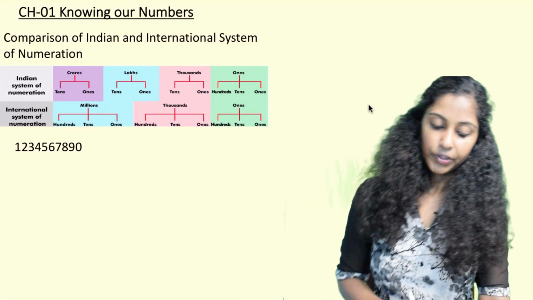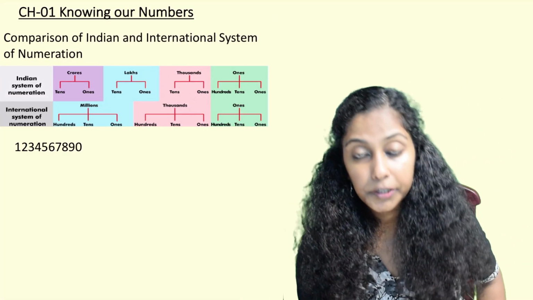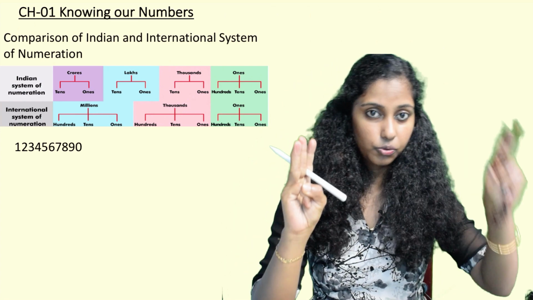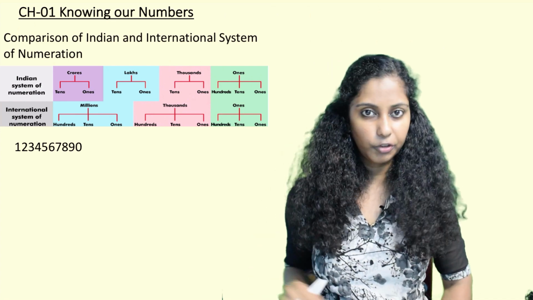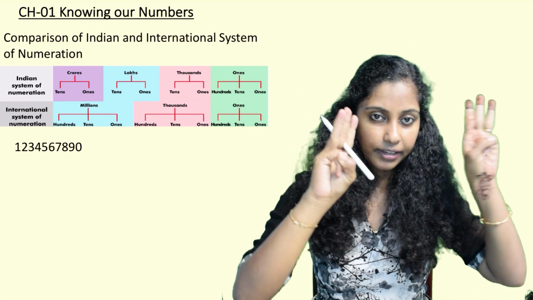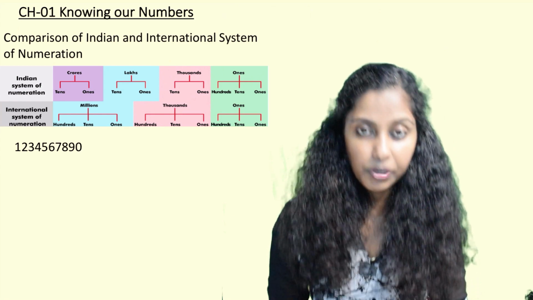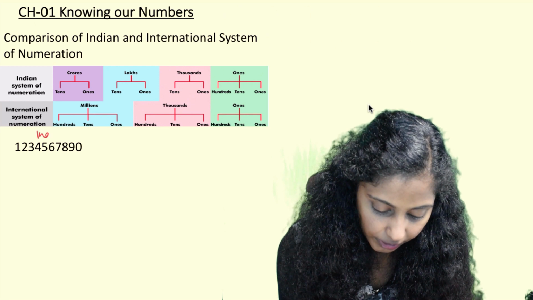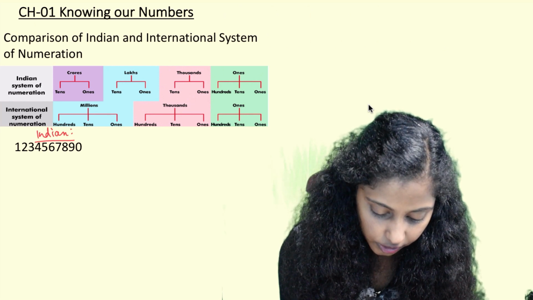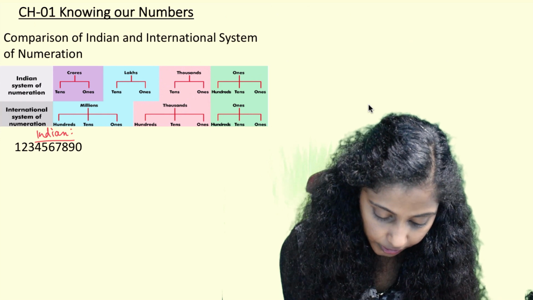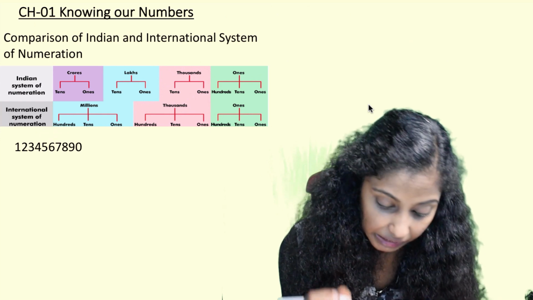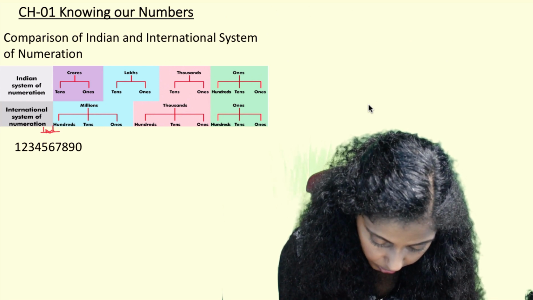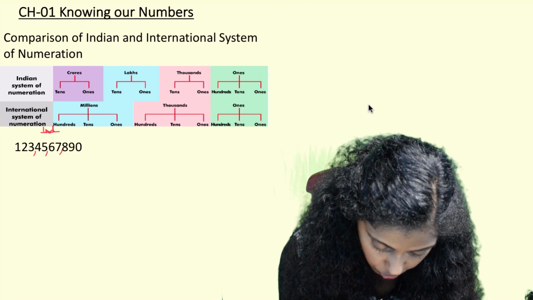Now we'll quickly see the comparison between the Indian and International System of Numeration. In the Indian System of Numeration we have groups of 3, then 2s, 2s and 2s, whereas in the International System of Numeration we have all groups of 3s. Here, the same number we are going to write in both systems. First, in the Indian System, the grouping will be 3, 2, 2 and 2.